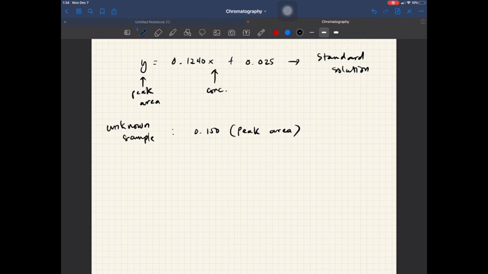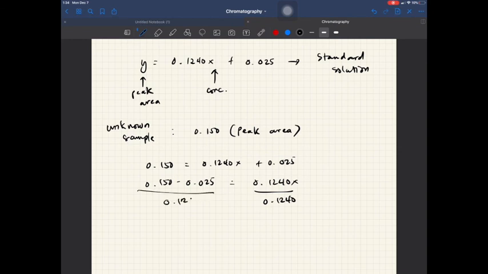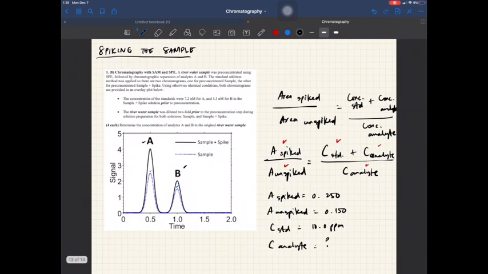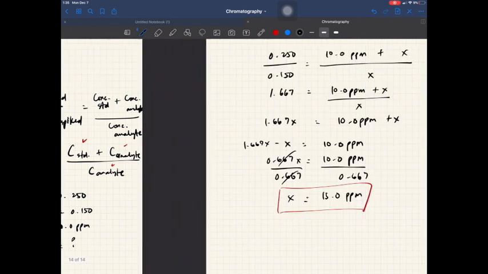Substituting this to y, we have 0.150 = 0.1240x + 0.025, and we have 0.150 minus 0.025 is equal to 0.1240x. Divide both sides by 0.1240, and we get the value of x, which is equal to 1.01. Suppose this is in ppm. So that is how we make use of chromatographic techniques in chemical analysis. That is the end of our lesson tonight.